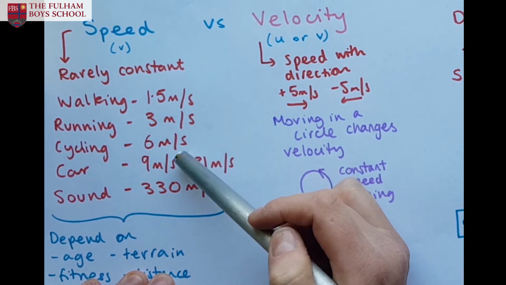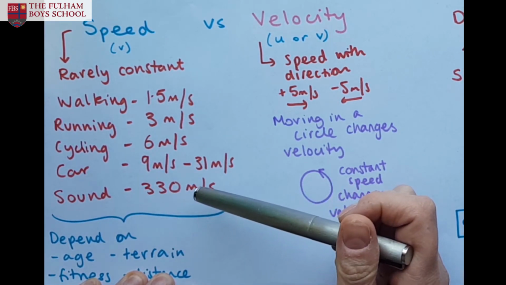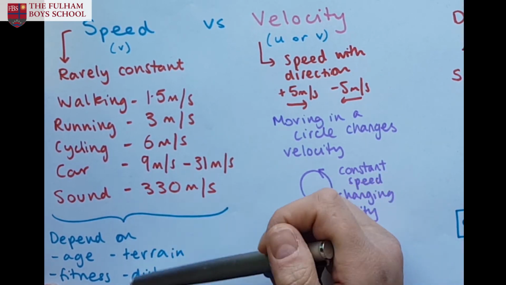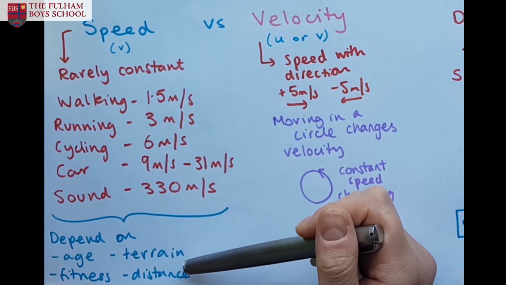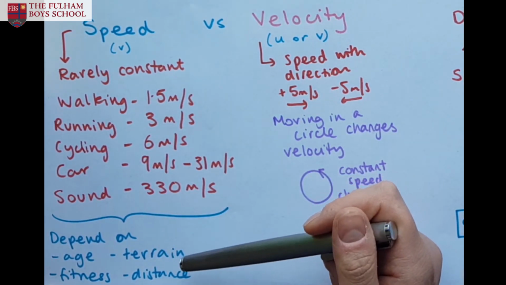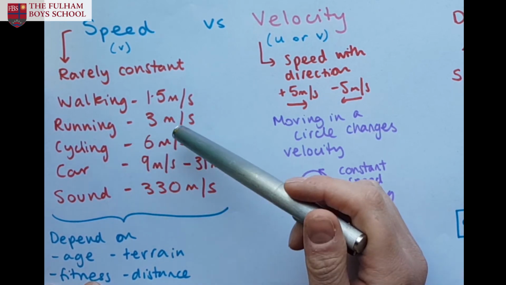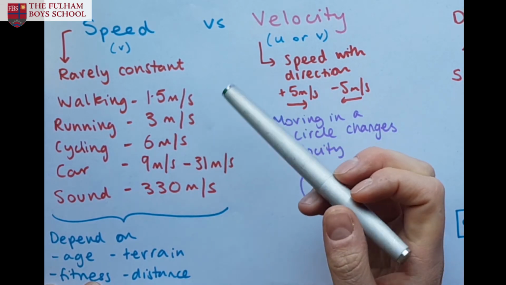You need to know all these values, and you also need to know the speed of sound, which is 330 meters per second. Now, obviously, all these depend on different things. If you're older, your walking pace might be slower. The terrain, if you're going up or downhill, if it's muddy, your fitness levels, and obviously the distance. So you might be able to run at 3 meters per second for 5 kilometers, but if you're going to do a marathon, it might be a slower pace.